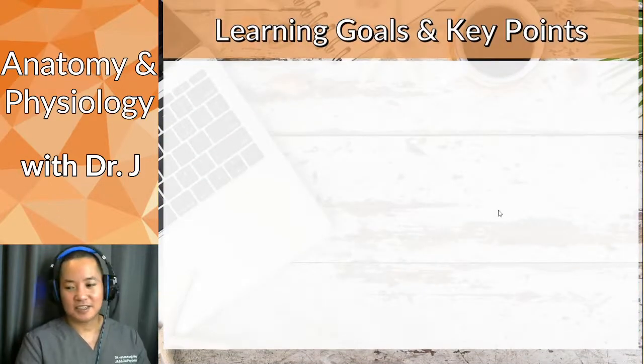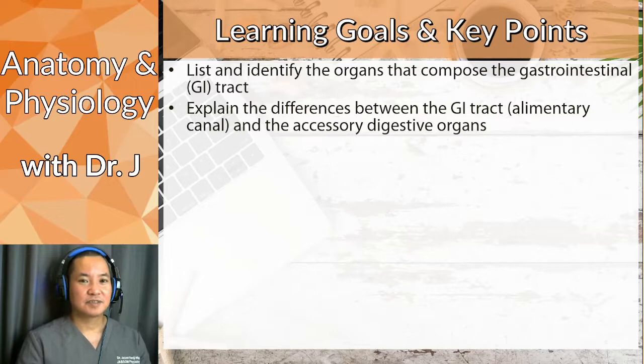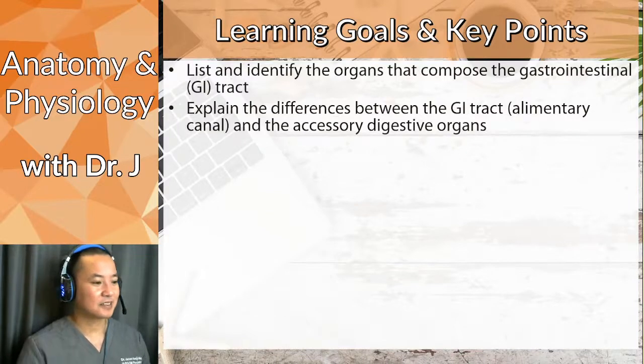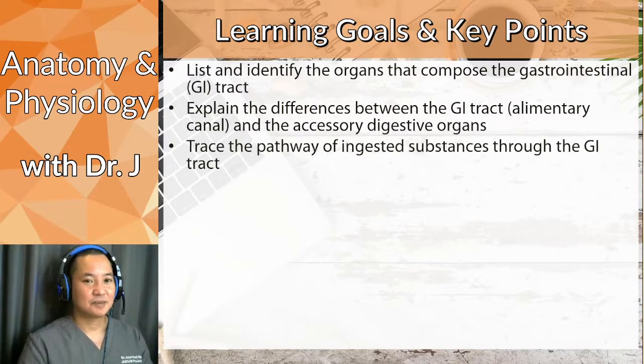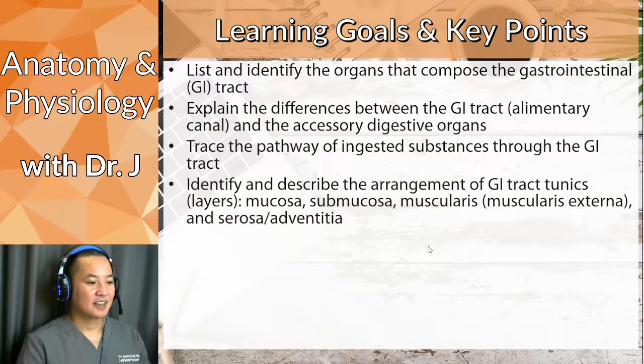And our learning goals and key points here are that you now know the organs of the GI tract, and you're also able to explain the difference between a GI tract organ and an accessory digestive organ. Again, accessory does not mean unimportant. You should also know the order of the organs from the start to the exit, entrance to exit, of the GI tract. And also about the different layers of the GI tract, going from the inside lumen and working your way to the outside.